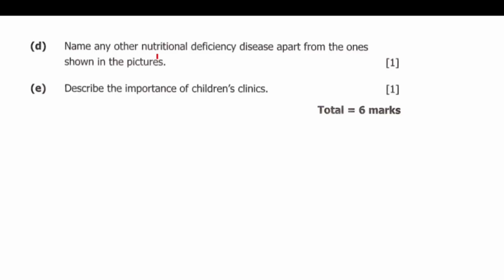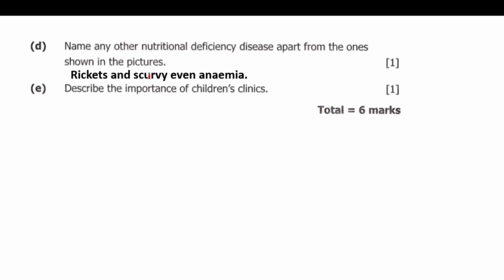Name any other nutritional deficiency disease apart from the ones shown in the pictures. We know that we have what is called rickets, which is the result of someone having soft bones, and it is caused by deficiency in a vitamin called vitamin D. And also we have scurvy, or even anemia.